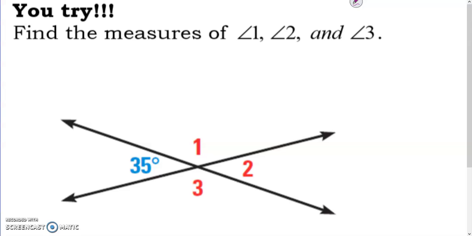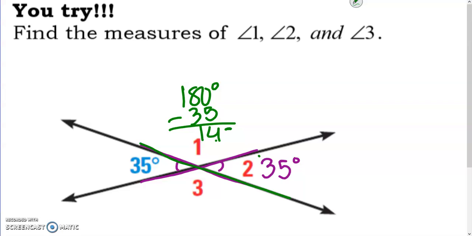Last one. Angle 2 is 35 degrees because these are vertical angles across from each other formed by two intersecting lines. So we know that they're congruent. And then we know that angle 1 and angle 2 form a straight line, so we know that these two add up to 180 degrees. So 180 degrees minus 35 degrees is 145 degrees, and if angle 1 is 145 degrees, so is the measure of angle 3 because they are vertical angles directly across from each other.